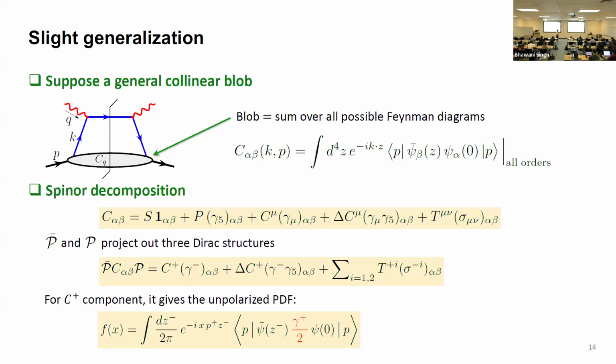Their coefficients, delta C plus and T plus i, can be extracted in a similar way. You just replace this gamma plus by, for the second term, an additional gamma five, and for the last term, you should have a sigma plus i. Those are how polarizations are introduced. Thank you.